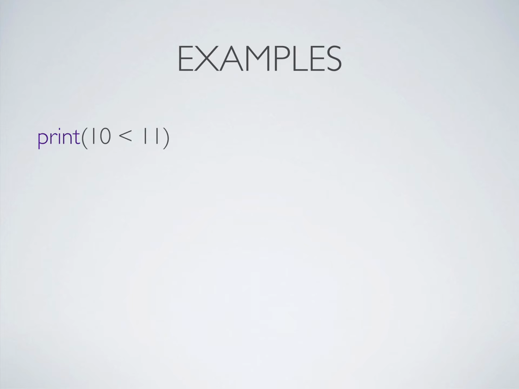Alright, so just some practice. If I type this code, print 10 less than 11, what are we going to get? That's true, right? These are going to evaluate to either true or false, and it is true that 10 is less than 11, so this one will come out as true. What about this one? Negative 10 less than or equal to 10. That one's also true, right? Negative 10 is definitely less than or equal to 10.